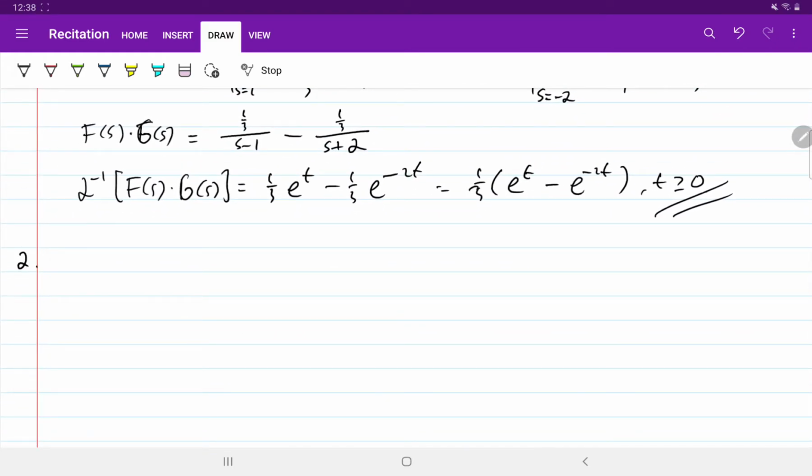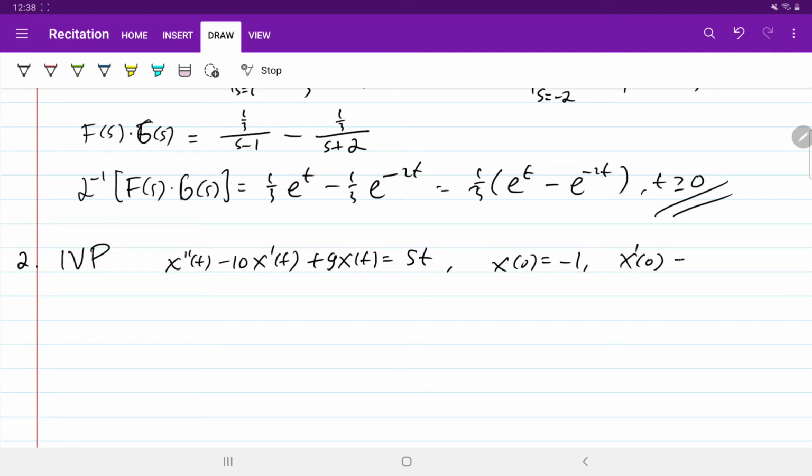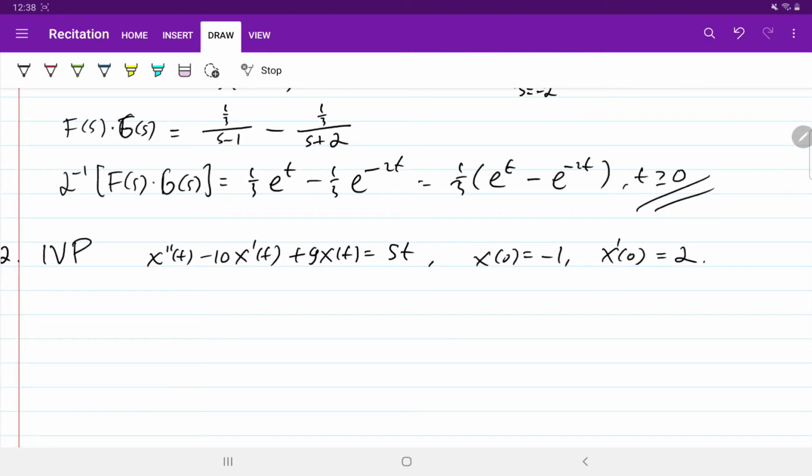Okay, second problem. For the second problem, we have an initial value problem: x''(t) - 10x'(t) + 9x(t) = 5t, with initial conditions x(0) = -1 and x'(0) = 2. So we need to solve the differential equation given these initial conditions.